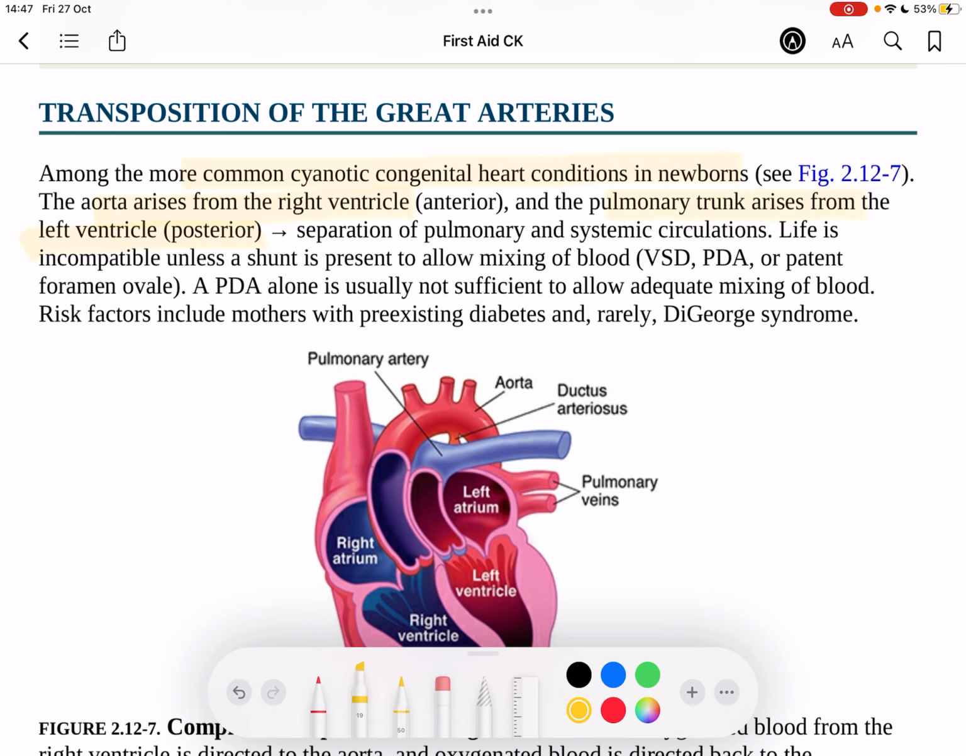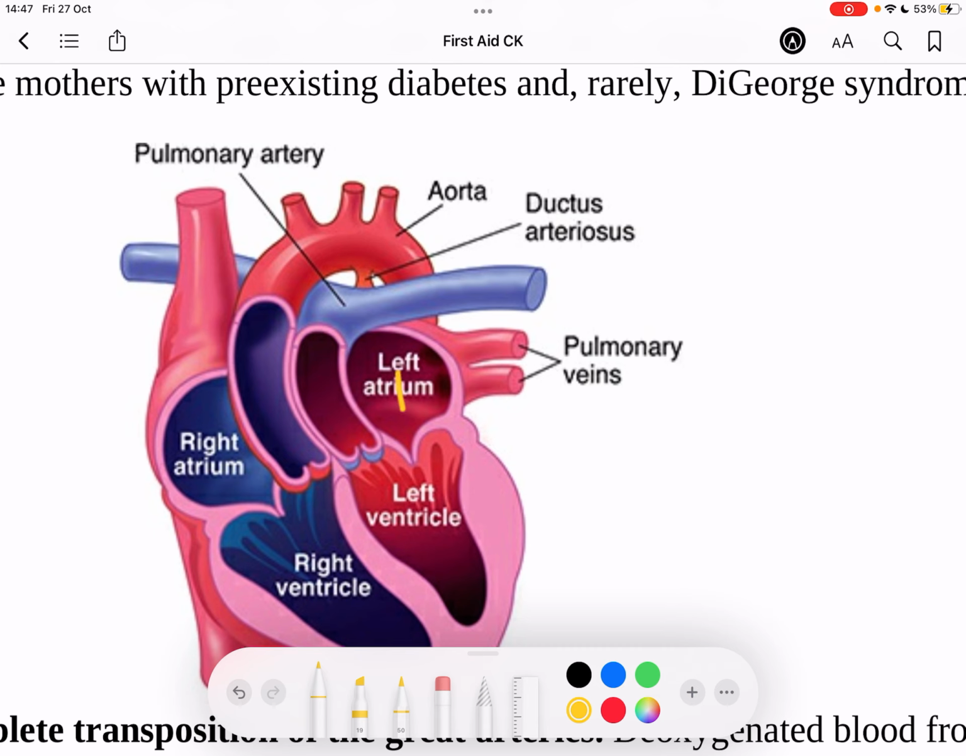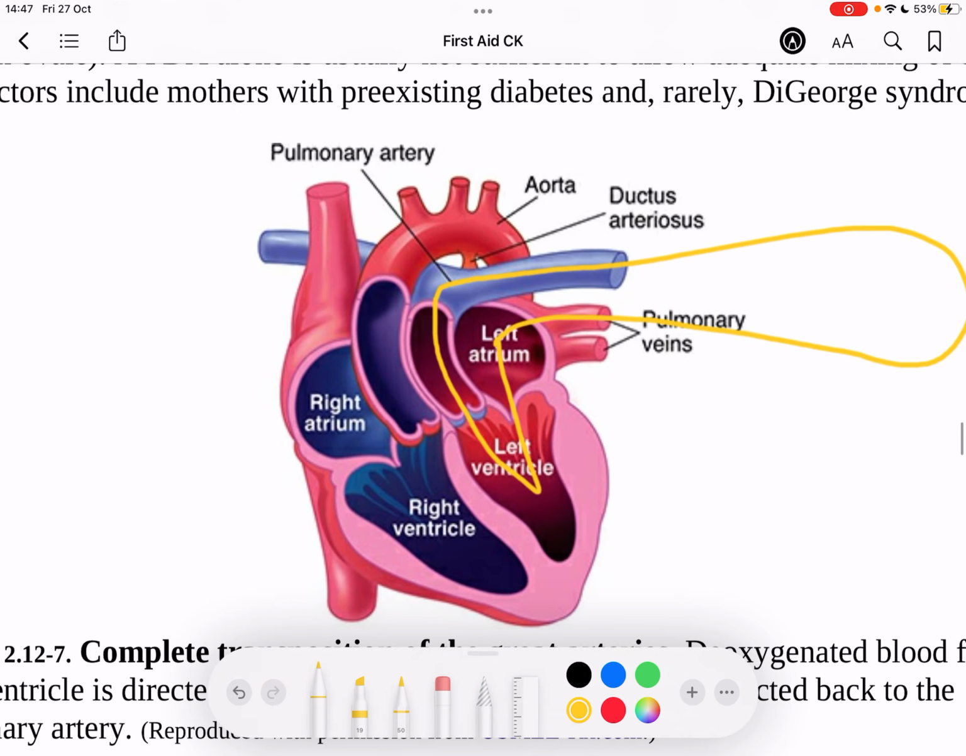So what happens is that this is completely incompatible with life as it stands, because if I have blood coming from the left atrium, left ventricle, into the pulmonary artery, that's going to go into the lungs, it's going to come back through the pulmonary veins and back again. If I have the aorta coming from the right ventricle, that's going to go to the capillary beds, back through the IVC and superior vena cava, back to the right atrium, and again. So this is closed circuits. There's no mixture of the pulmonary and systemic circulation.